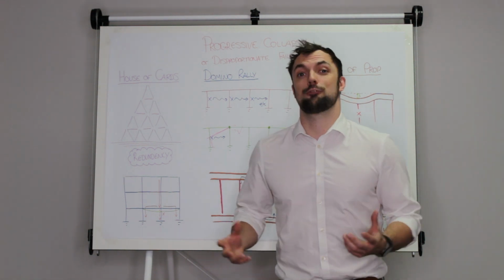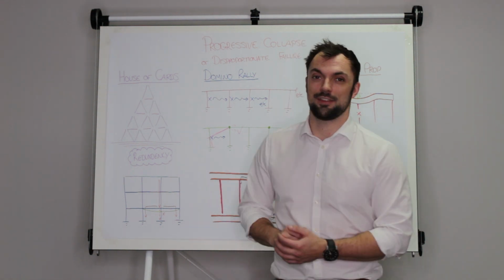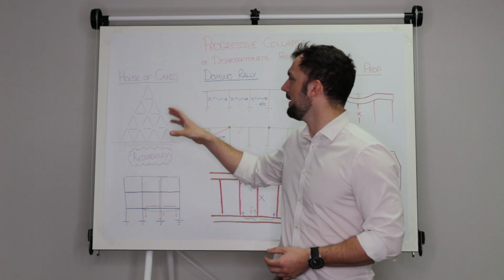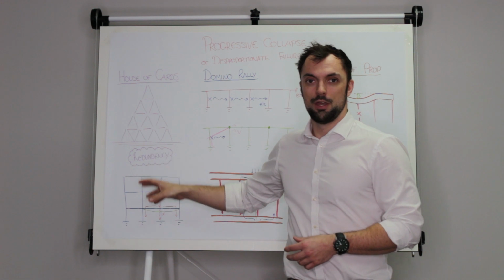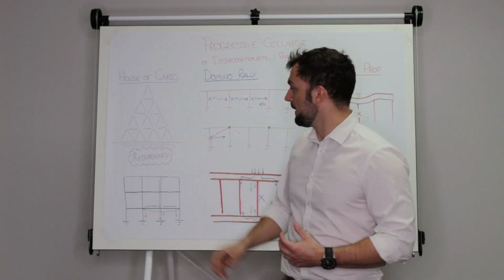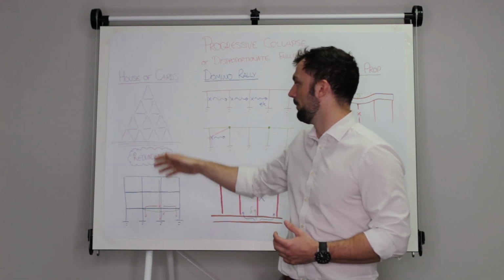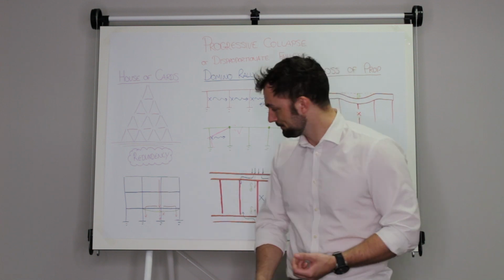elements, the entire structure will collapse because there's no redundancy in the system. Every single element is required to operate at every point in order for this structure to stand up. And the loss of any single one will mean that there is no safe load path from the top to the bottom and the entire thing will go.